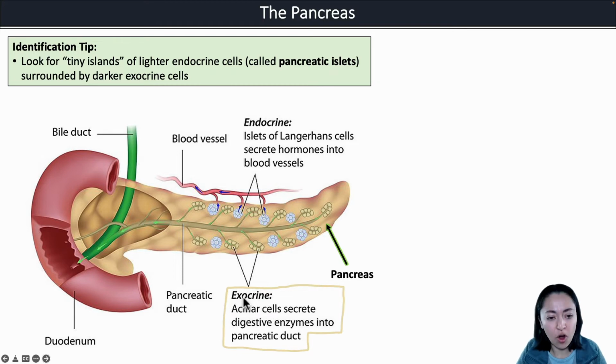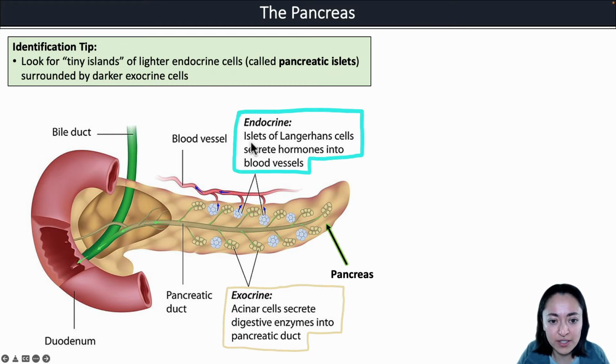But the pancreas also has endocrine functions. So that means it's releasing or secreting hormones into your blood vessels. And the specific cells in the pancreas that are responsible for producing these hormones and secreting them into the blood are located in these tiny clusters of cells, or you could think of them as tiny islands of cells called pancreatic islets. So these pancreatic islets are surrounded then by darker cells which have exocrine functions.